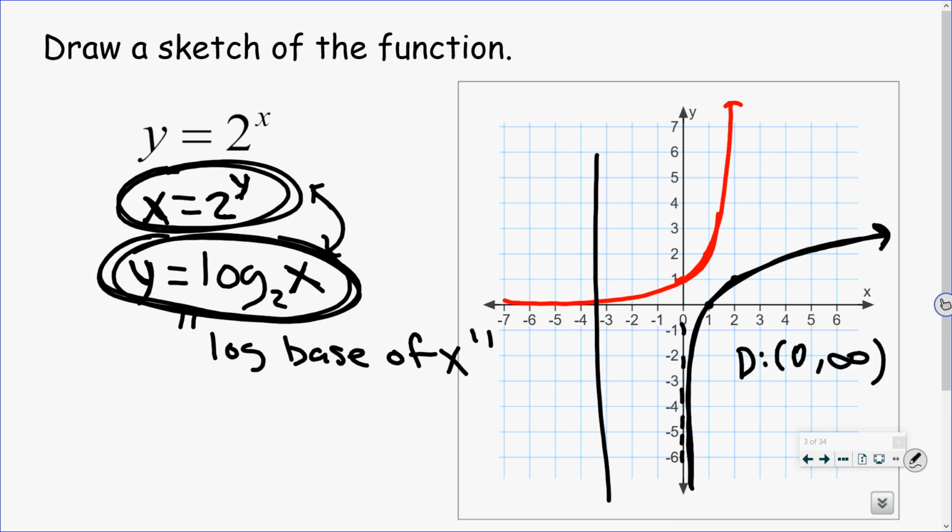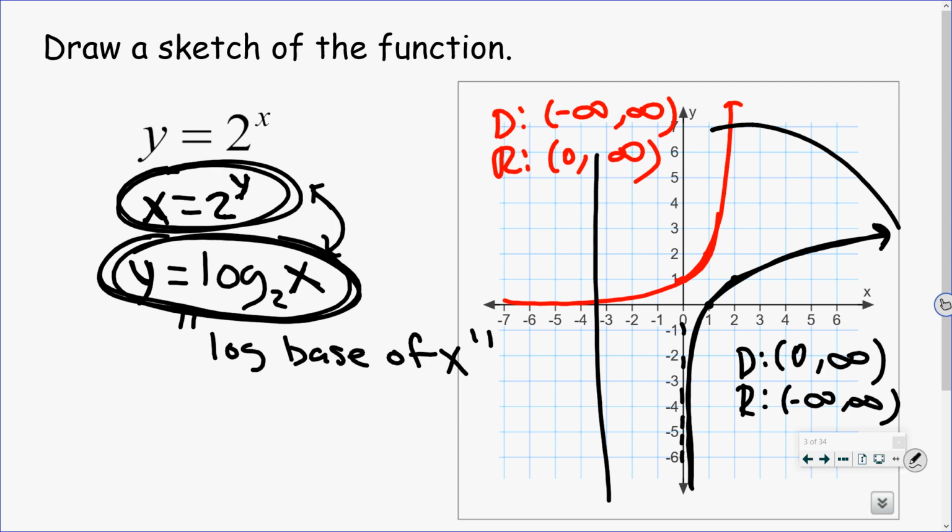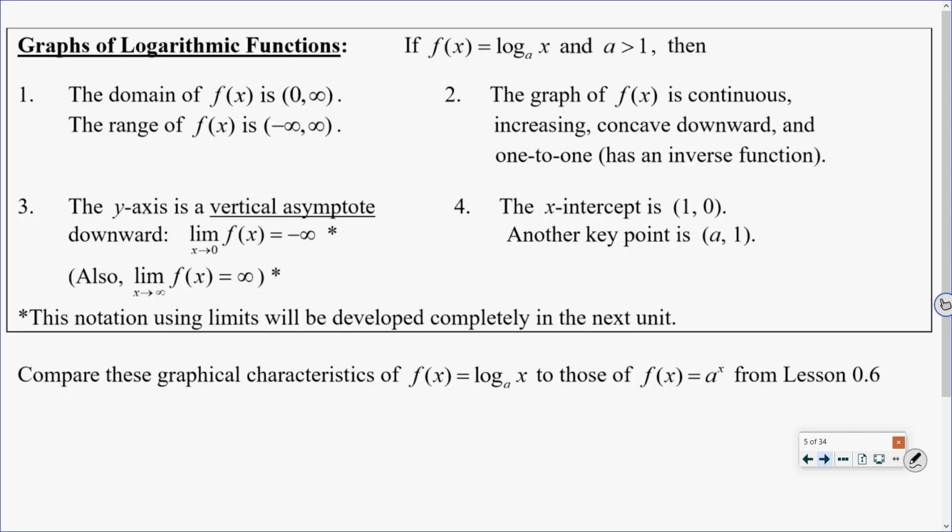Hey, by the way, up here on our exponential, do you remember that our domain was all real numbers, and the range was 0 to infinity, right? Now look at the domain of this one. It's 0 to infinity, and the range is all real numbers. So you can see how those two just got flip-flopped, the domain and the range, which is what happens when you find the inverse. The x and the y just switch places. So that's what it's saying here. It's continuous, it's increasing. Hey, this one is concave down. Think of the upside down smiley face, right? Concave down, it is 1-to-1. Instead of having a horizontal asymptote, it has a vertical asymptote.